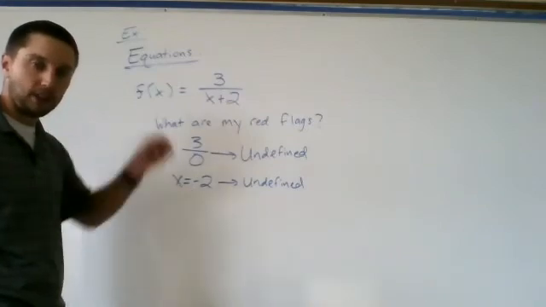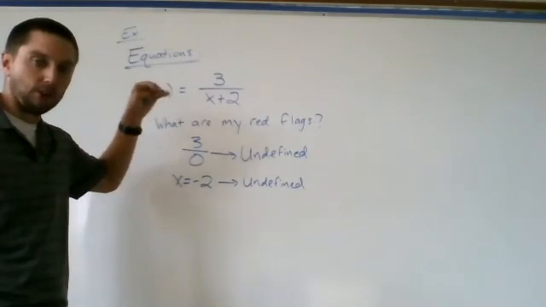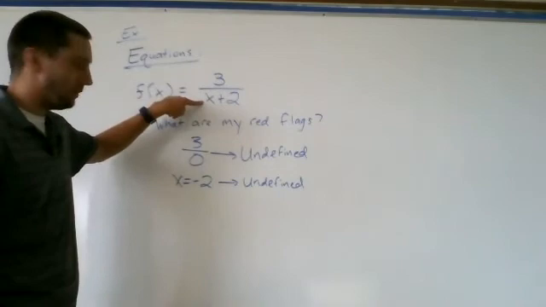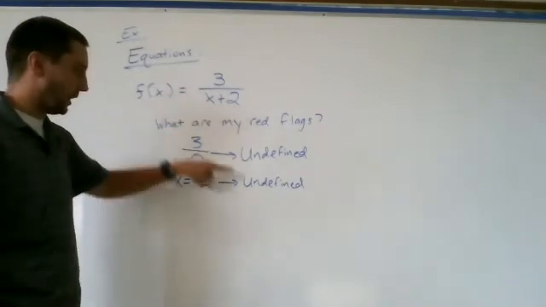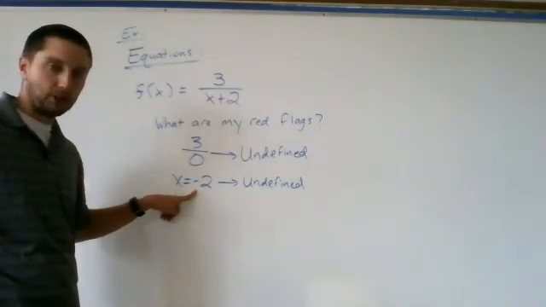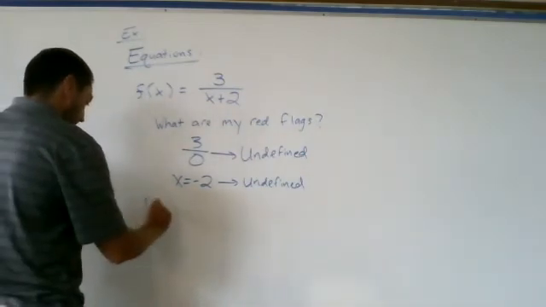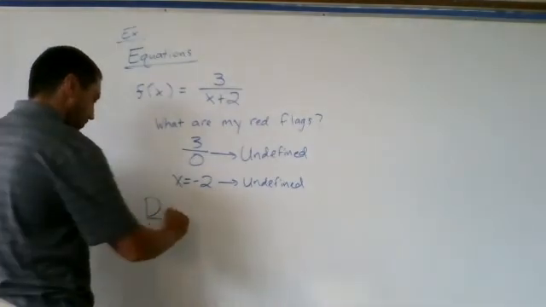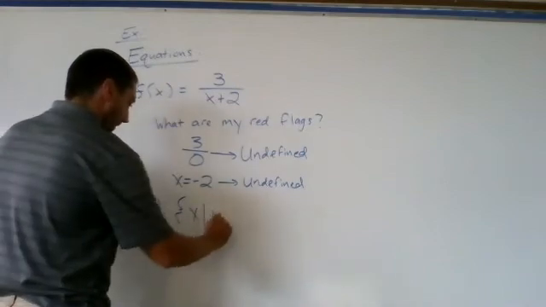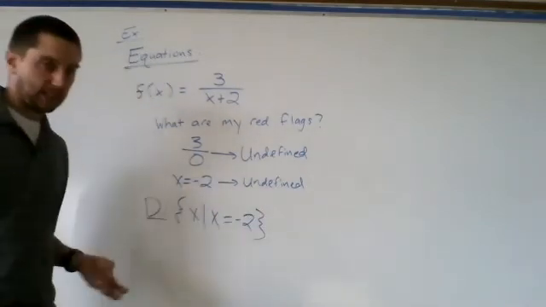Because if you look back at your definition of domain, your domain is the set of all x values that produce a real output. So if I plug -2 into this function, I'm going to get an undefined output, which means -2 is not in my domain. Okay? So how do I write that? That means that the domain of this function would be the set of all x values such that x does not equal -2. That's it.